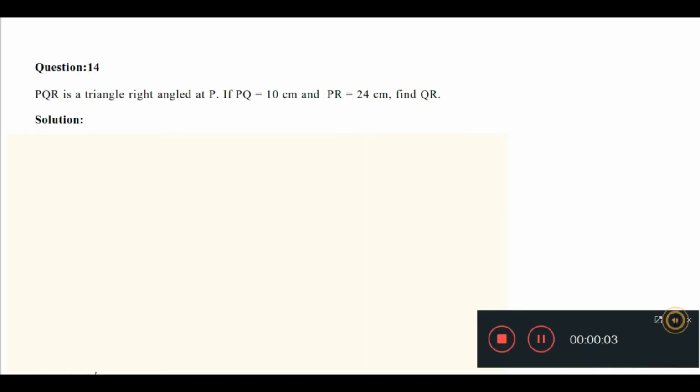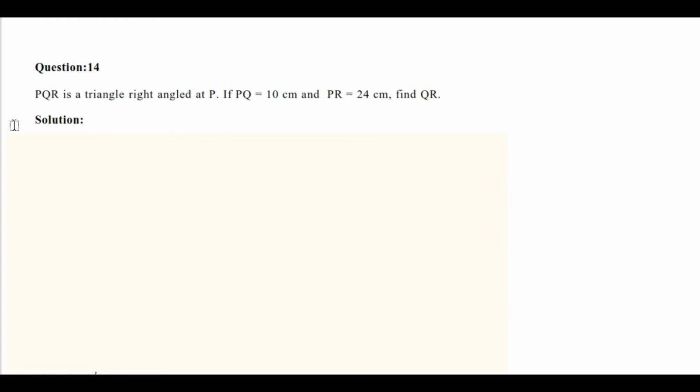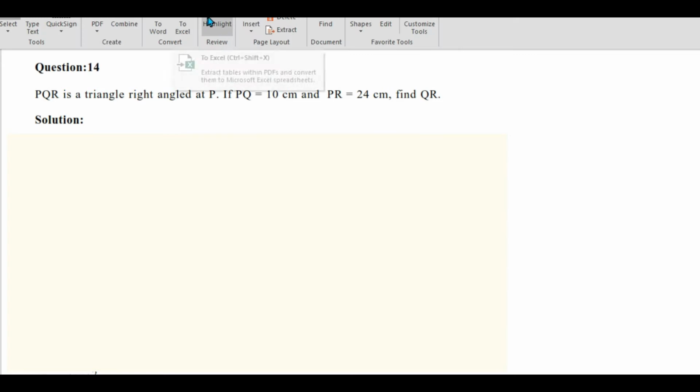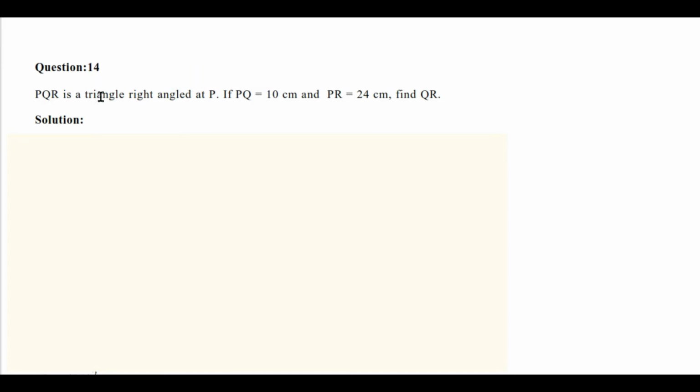Today I'm going to start question number 1 of the last exercise of chapter number 6. The first question is PQR is a triangle. What kind of triangle is it? It is a right angle triangle. Right angle triangles are those triangles whose one angle is equal to 90 degrees, or you can say right angle, whose right angle is at P. If PQ equals 10 centimeter and PR equals 24 centimeter, find QR.